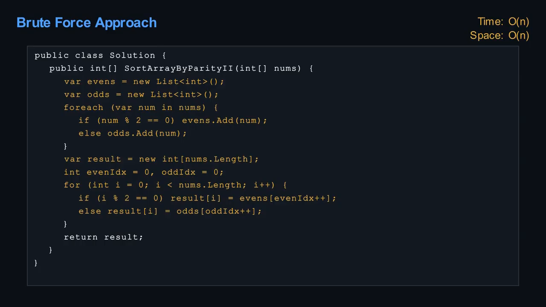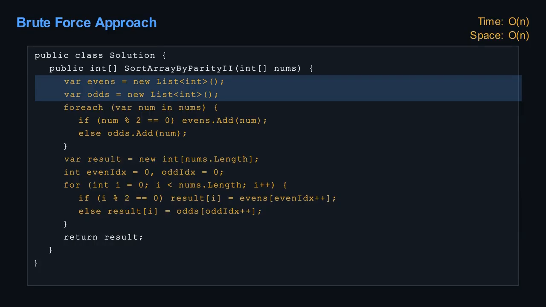Imagine you have a big pile of mixed numbers. You could take 2 empty baskets, label one evens and the other odds. Then you go through your original pile, one number at a time. If a number is even, you toss it into the evens basket. If it's odd, into the odds basket. Once you've gone through all the numbers, you'll have 2 separate collections, one with all even numbers and one with all odd numbers. After sorting them into their respective baskets, the next step is to build our final result array.